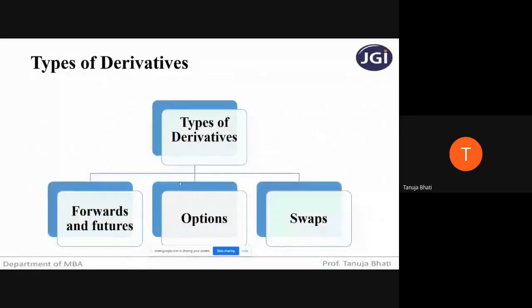Next, the types of derivatives, like we have seen: forwards and futures, options and swaps. Now let us see what forwards and futures are. Like I have already explained, a forward is nothing but a contract, a forward contract. It is a customized contract. When I say customized contract, it means the buyer and seller will negotiate their own terms and conditions. So when I enter into a forward contract, I will customize it. It is a customized contract between two parties. There are going to be two parties, one the buyer and one the seller.